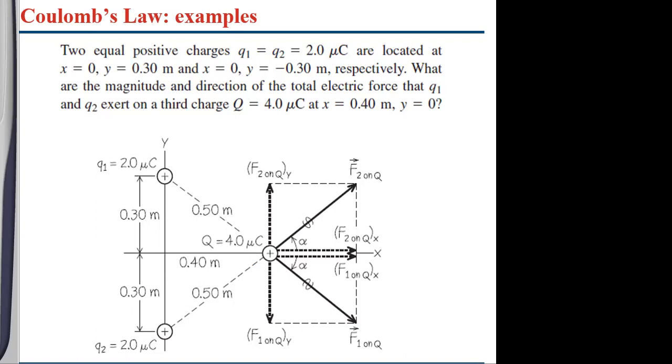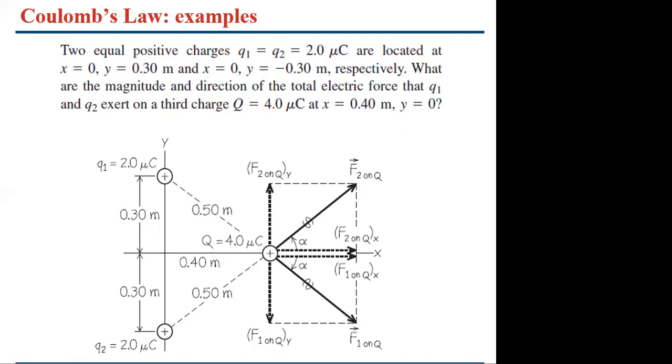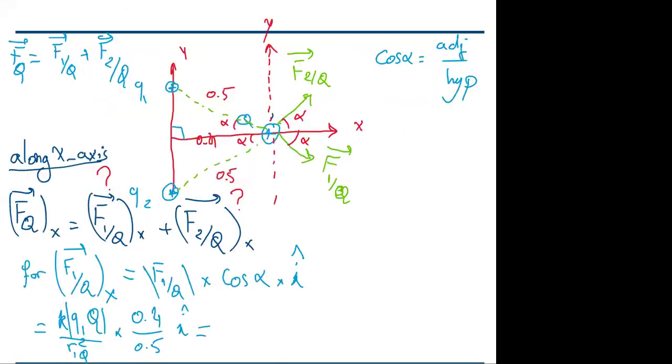Don't forget that we will multiply by cosine. Our cosine is the adjacent 0.4 divided by 0.5. And our result is 0.23, so it's 0.23 Newton. Along which axis? Along the positive x-axis, Newton. So this is for F1 on Q along x.